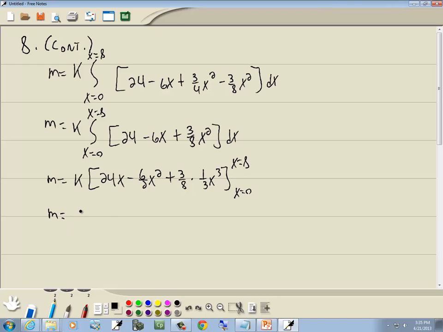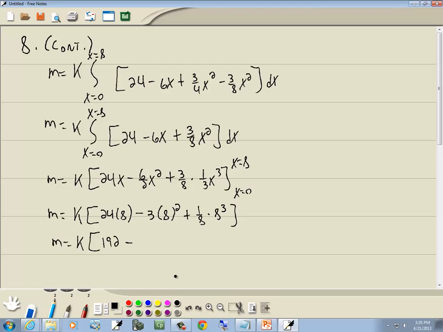Makes me wonder how many errors I actually have spread throughout these documents. 0 again will drop away. That doesn't change. We'll plug 8 in. So I got 24 times 8 minus 6 divided by 2 is 3 times 8 squared. Those 3's cancel, and I got 1/8 times 8 to the third. So that gives us, let's see, 2, 3, 192. Of course, my confidence is shot now.